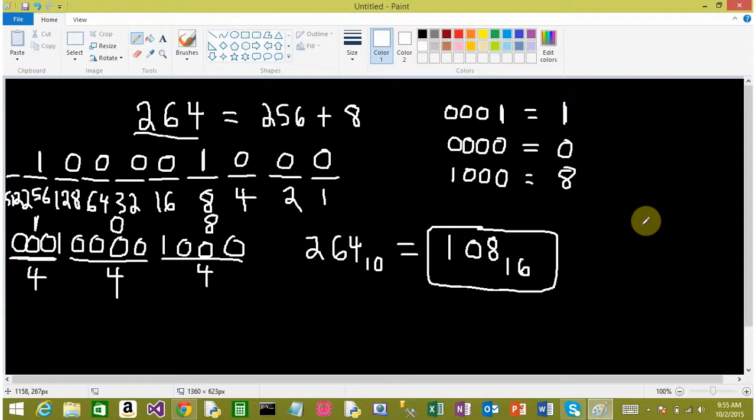Okay, so that's how you would do that one. So that's pretty much it for this video. Just wanted to introduce to you the hexadecimal system, what digits we use, how to convert from that to binary, hexadecimal to decimal, and then even decimal back to hexadecimal, which we just did in this example.